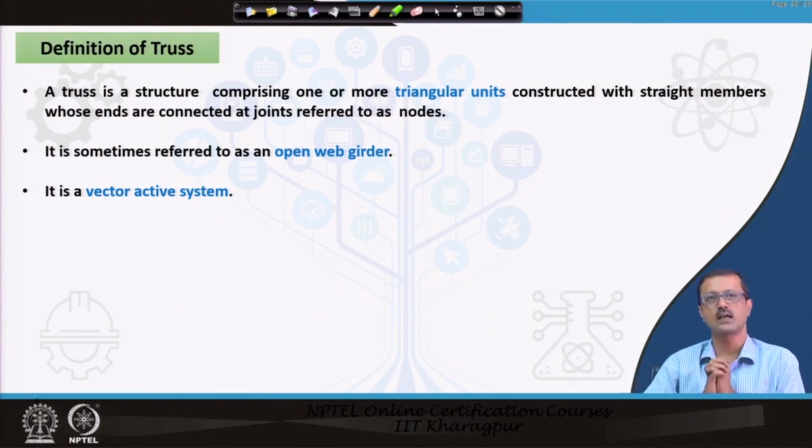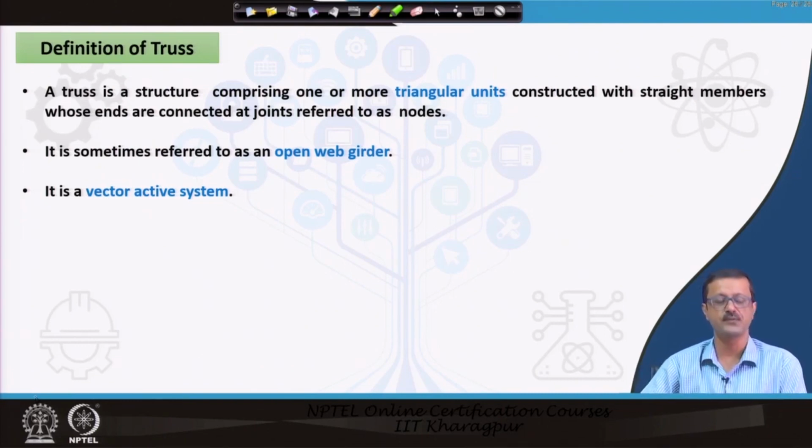This is also called an open web girder. The girder, as you know, we have discussed in the earlier lectures, is a kind of deep beam. So, it is an open web girder where the webs are open, and why the webs are open and all, we will discuss in the next few slides.